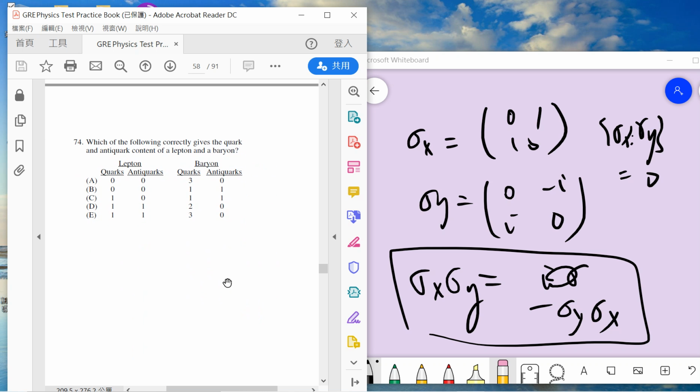Okay, so 74. I don't have much to say about this problem. Basically, you need to remember that leptons and quarks are both fundamental particles, so a lepton contains no quark. So the only answer should be A or B. And baryons contain 3 quarks and 0 antiquarks. This is what you need to remember. So the answer is A.